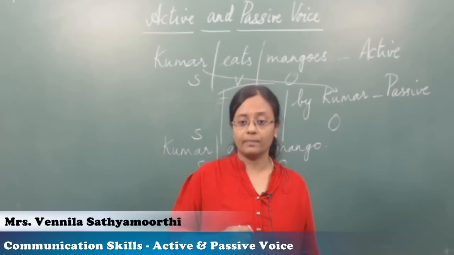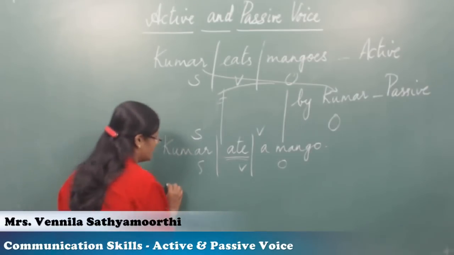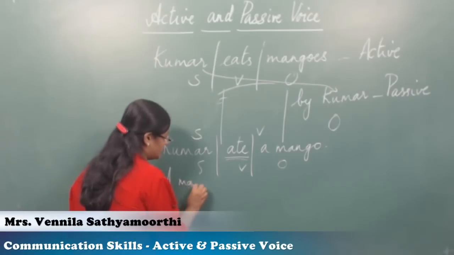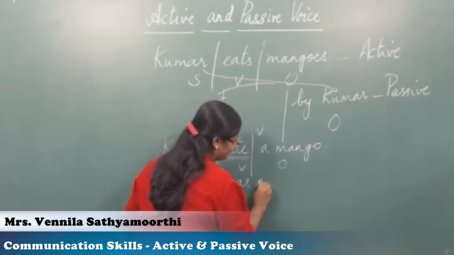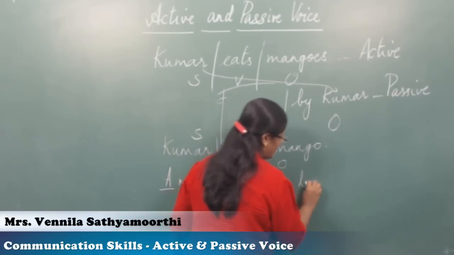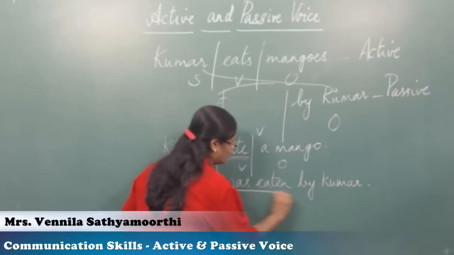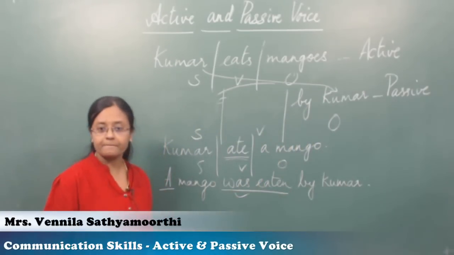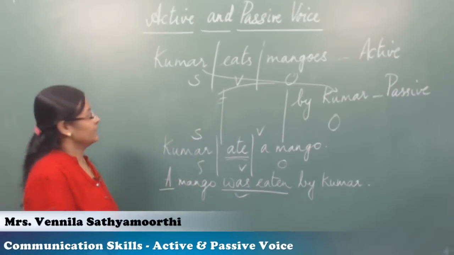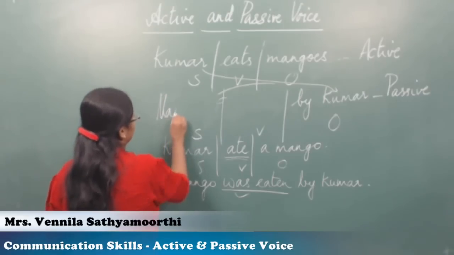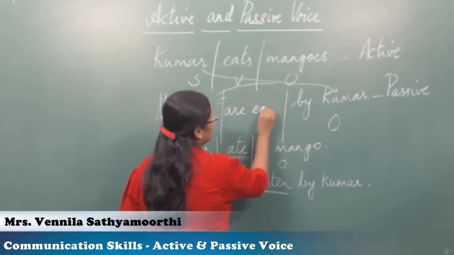My bike was stolen. Mango was eaten by Kumar. We have got the answer from Satish. Yes, good. But don't omit the article. It's a mango. A mango was eaten by Kumar is right. Was eaten, right. Right, mangoes were eaten. Now, the answer for this is are eaten and not were eaten.